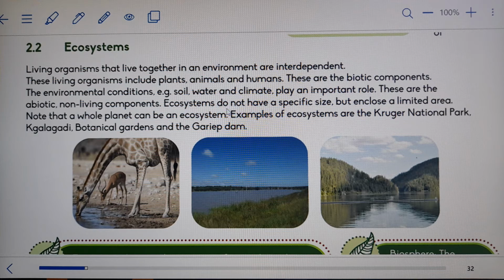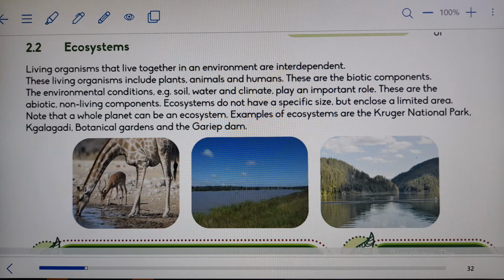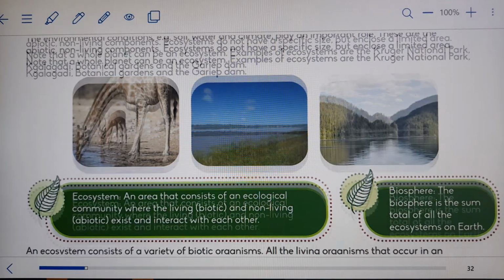Ecosystems do not have a specific size but enclose a limited area. Note that the whole planet can be an ecosystem. Examples of ecosystems are Kruger National Park, Kalahari Botanical Gardens, and Hartbees Dam. This is what they give us as examples of ecosystems.